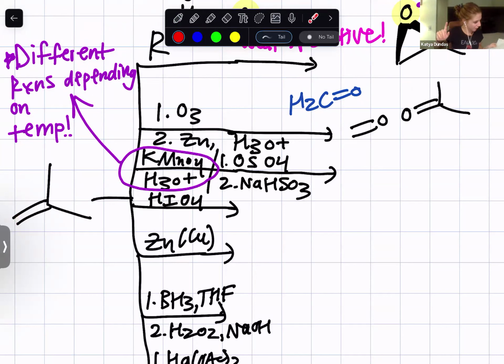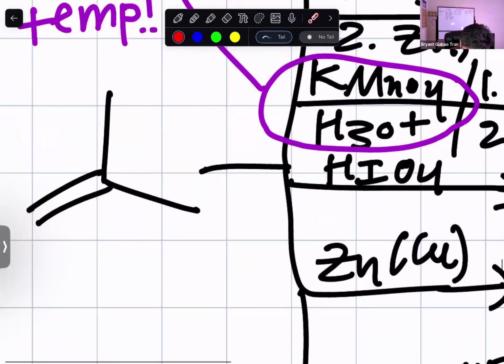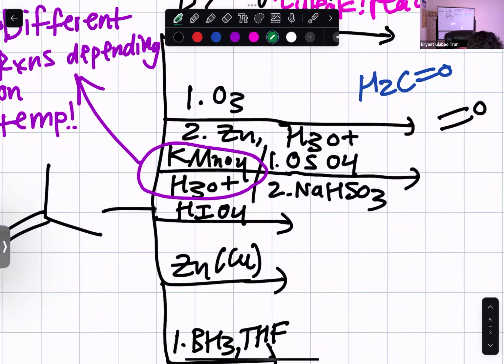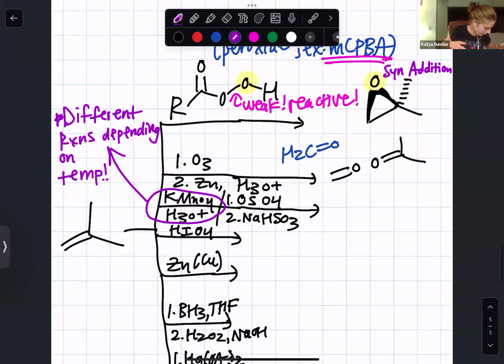Let me find what I'm looking at here. So that's the one with room temperature. We're assuming this is at room temperature. Over oxidation to ketones or carboxylic acid, right? Think of it as similar to ozonolysis analysis. Here we go.